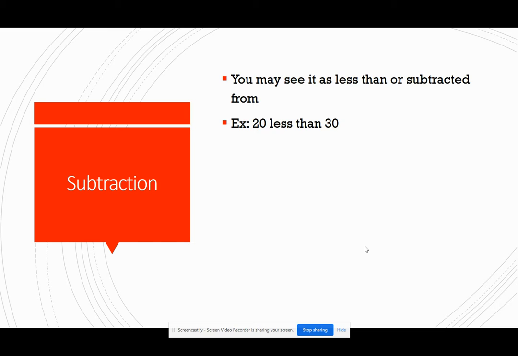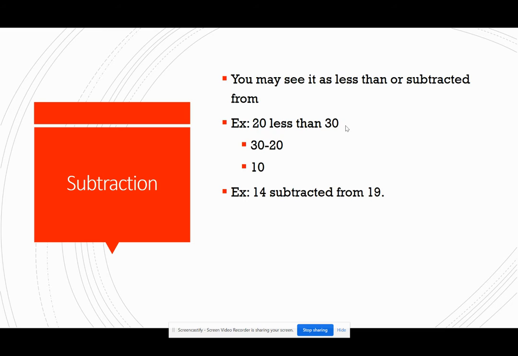For subtraction, though, we've missed that. This is where you're going to see it as "less than" or "subtracted from." So 20 less than 30 is not our typical equation that we're used to. We wouldn't do 20 minus 30. If I'm saying 20 less than 30, that means I'm taking 20 away from 30. So that would equal 30 minus 20, and my answer would be 10.